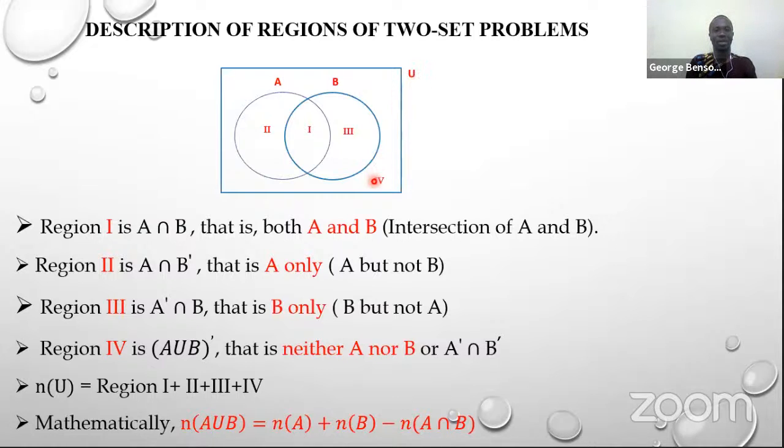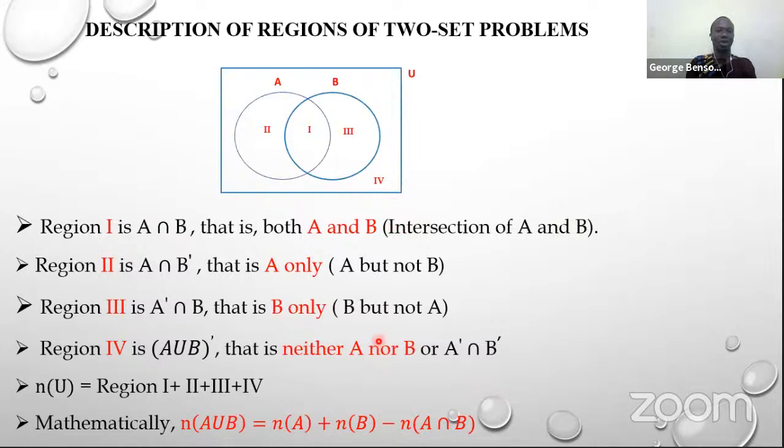And normally when we don't have any complement, that is, there is no element that does not belong to either A or B, then this region IV will be off, so it will be left with I, II, and III. So it simply means that the universal set U will be equal to the region I plus the region II plus the region III. But if we have some complement, then the IV will be part of it.